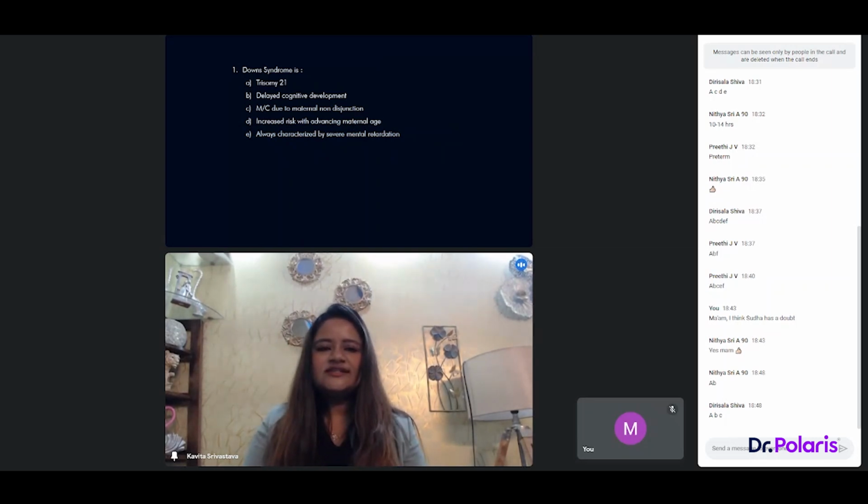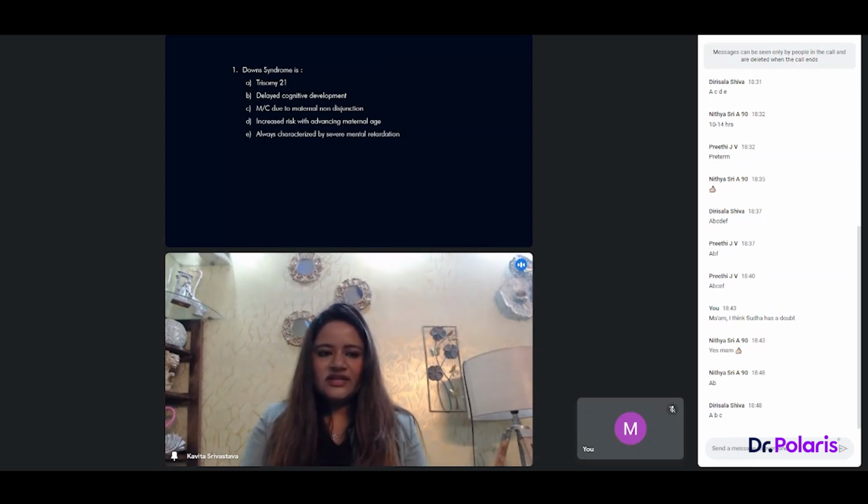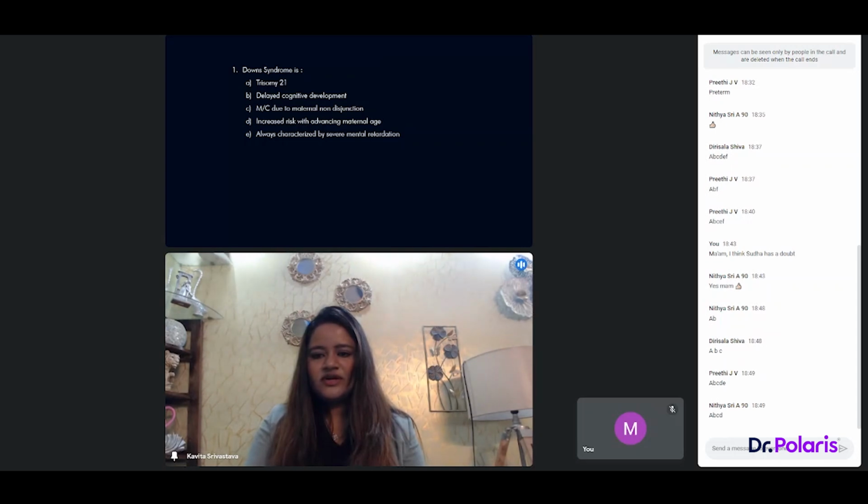Trisomy 21, delayed cognitive development, most commonly due to maternal non-disjunction, increased risk with advancing maternal age, always has got severe mental retardation. A, B, C, okay. Isn't option number D correct? Okay, Nitya has answered right. A, B, C, D. Trisomy 21, very commonly asked question.